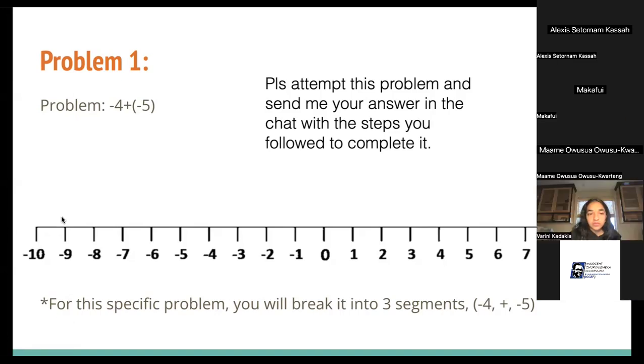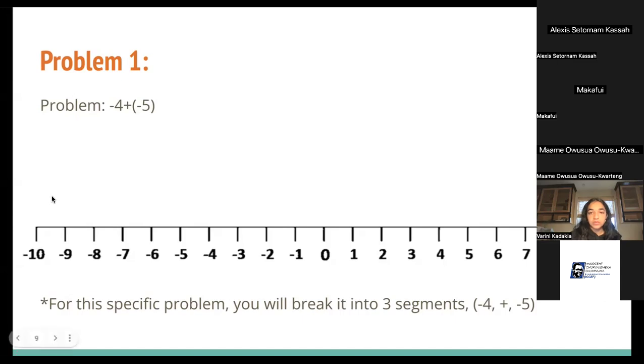-4 plus -5. Since plus and negative are together, it becomes negative. So negative and positive becomes negative. So it will be -4 minus 5. That will give you -9. Is it correct? Yeah, that's correct. Oh, sorry. So you get -4 minus 5, and that should give you -9. Yeah, so that's the answer.